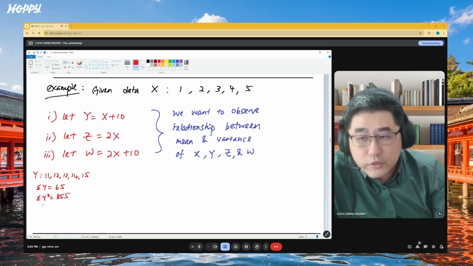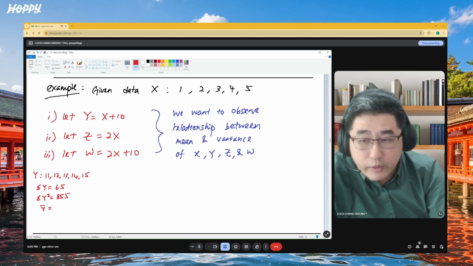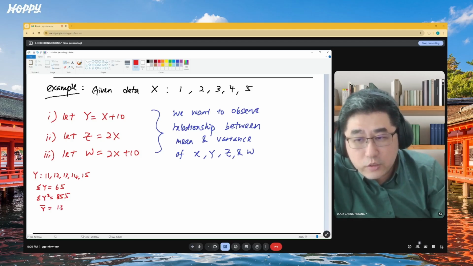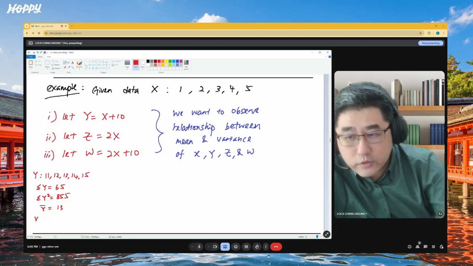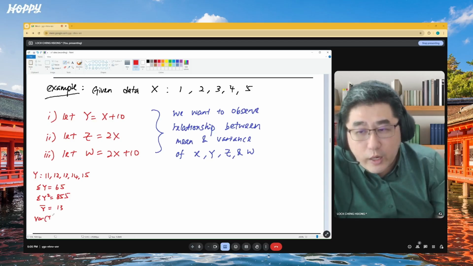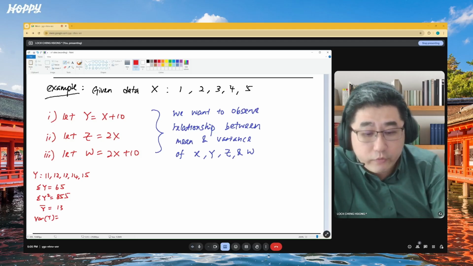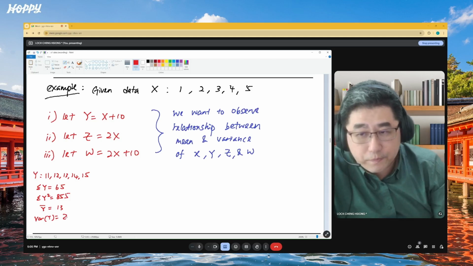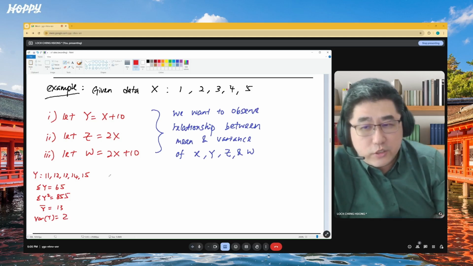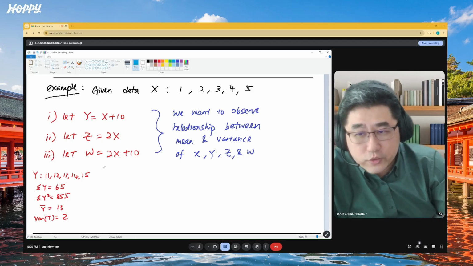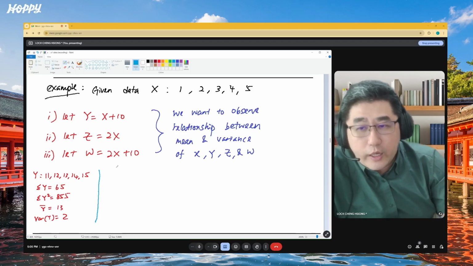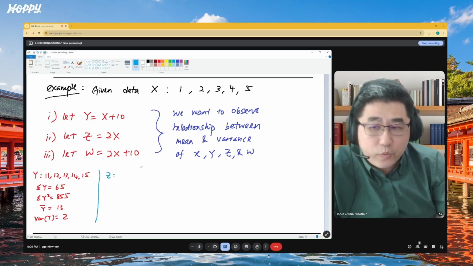Then with this I can calculate the mean of y: 65 divided by 5, I have 13. And the variance of y, in symbol form, equals 855 divided by 5, then minus 13 squared. I have 2. So this is the information that I get. Okay, let's go for the second. I get the data values of z.